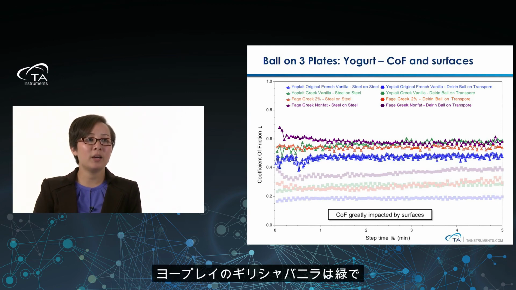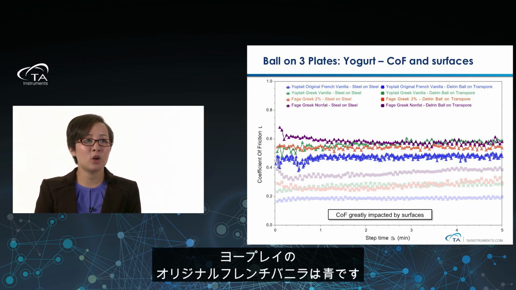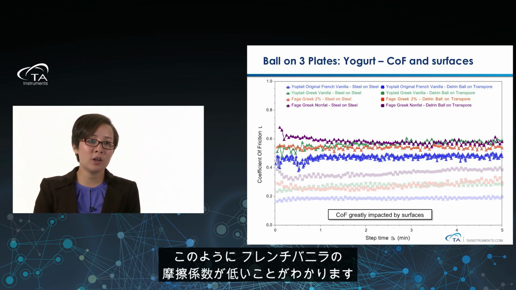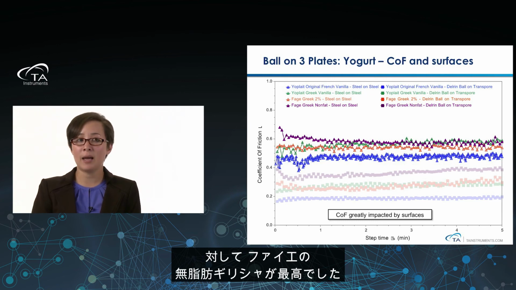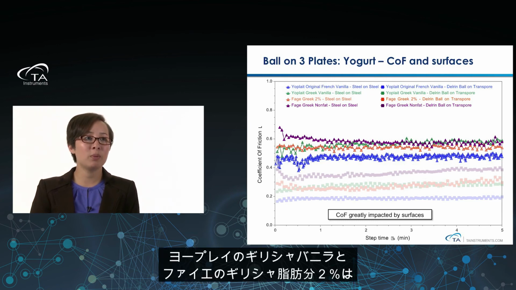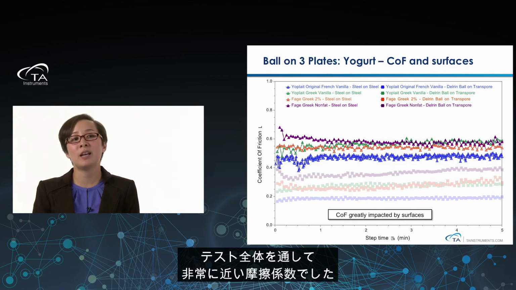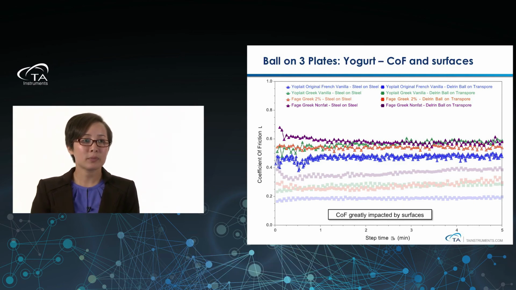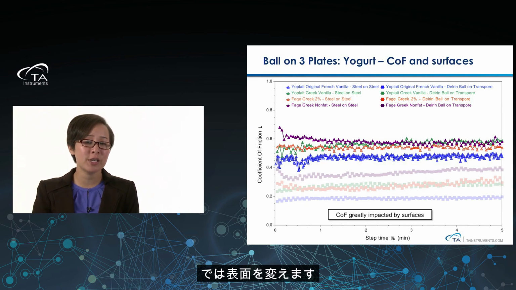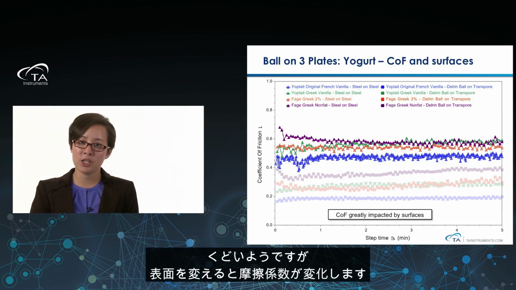The Yoplait Greek vanilla in green, and then the Yoplait original French vanilla in blue. And you could see that the French vanilla had the lower coefficient of friction, whereas the Fage Greek non-fat had the highest. But the Yoplait Greek vanilla and the Fage Greek 2% had actually very similar coefficients of friction throughout the entire test.